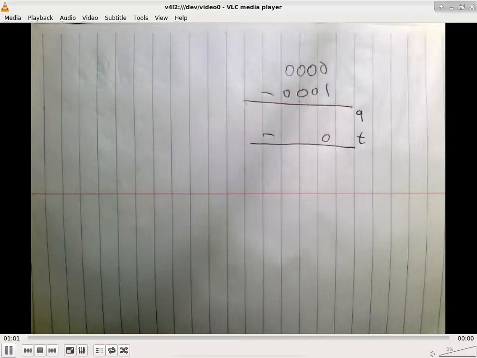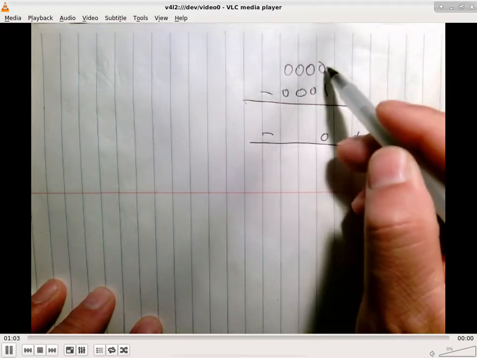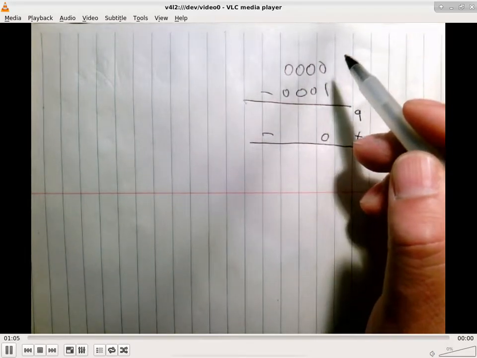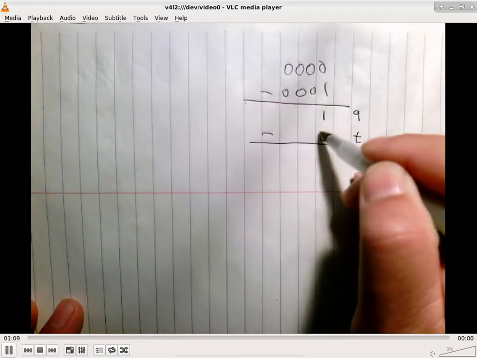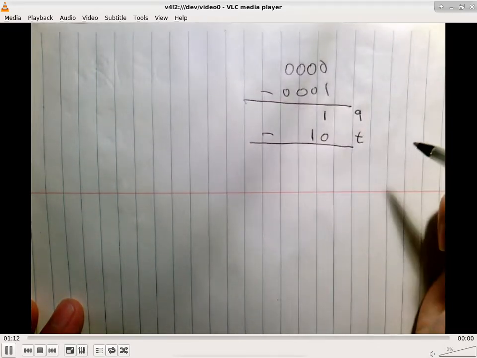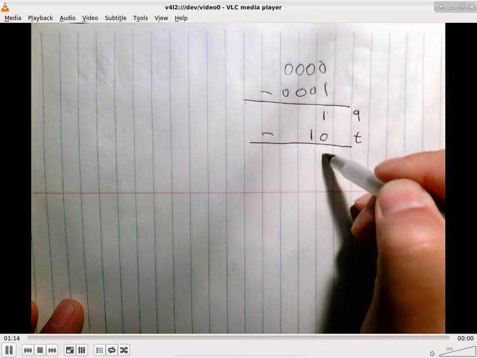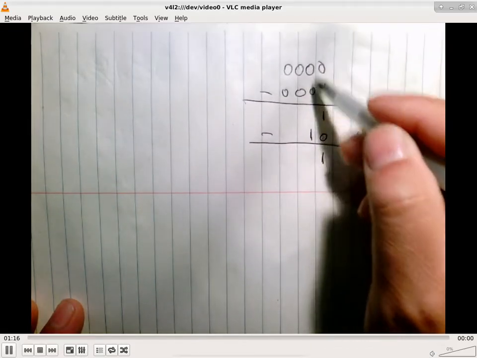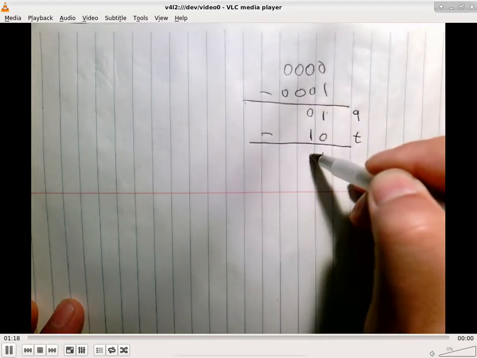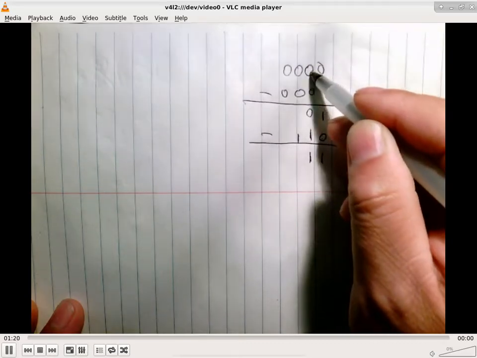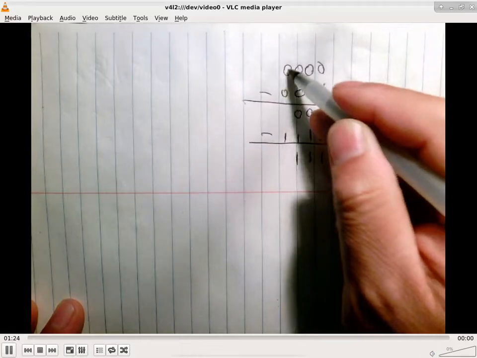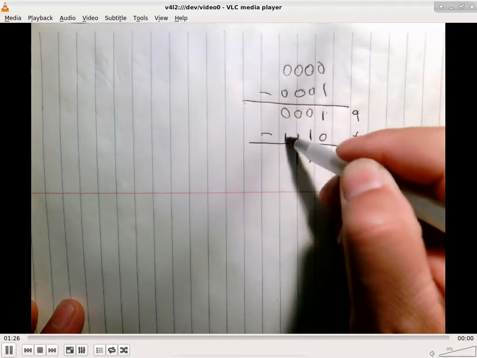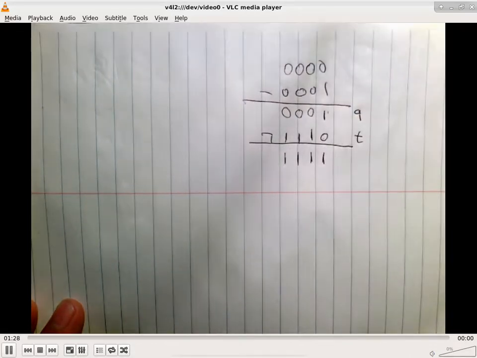That's all I'm doing. So using the same method that we do addition, 0 minus 1 is a 1. But that is contributing a borrow already, so we have a borrow of 1. 1 minus 0 is a 1. 0 minus 0 is a 0. 0 minus 1 is a 1 with a borrow. 0 minus 0 is a 0. 0 minus 1 is a 1 with a borrow. 0 minus 0 is a 0. 0 minus 1 is 1 with an overall borrow.